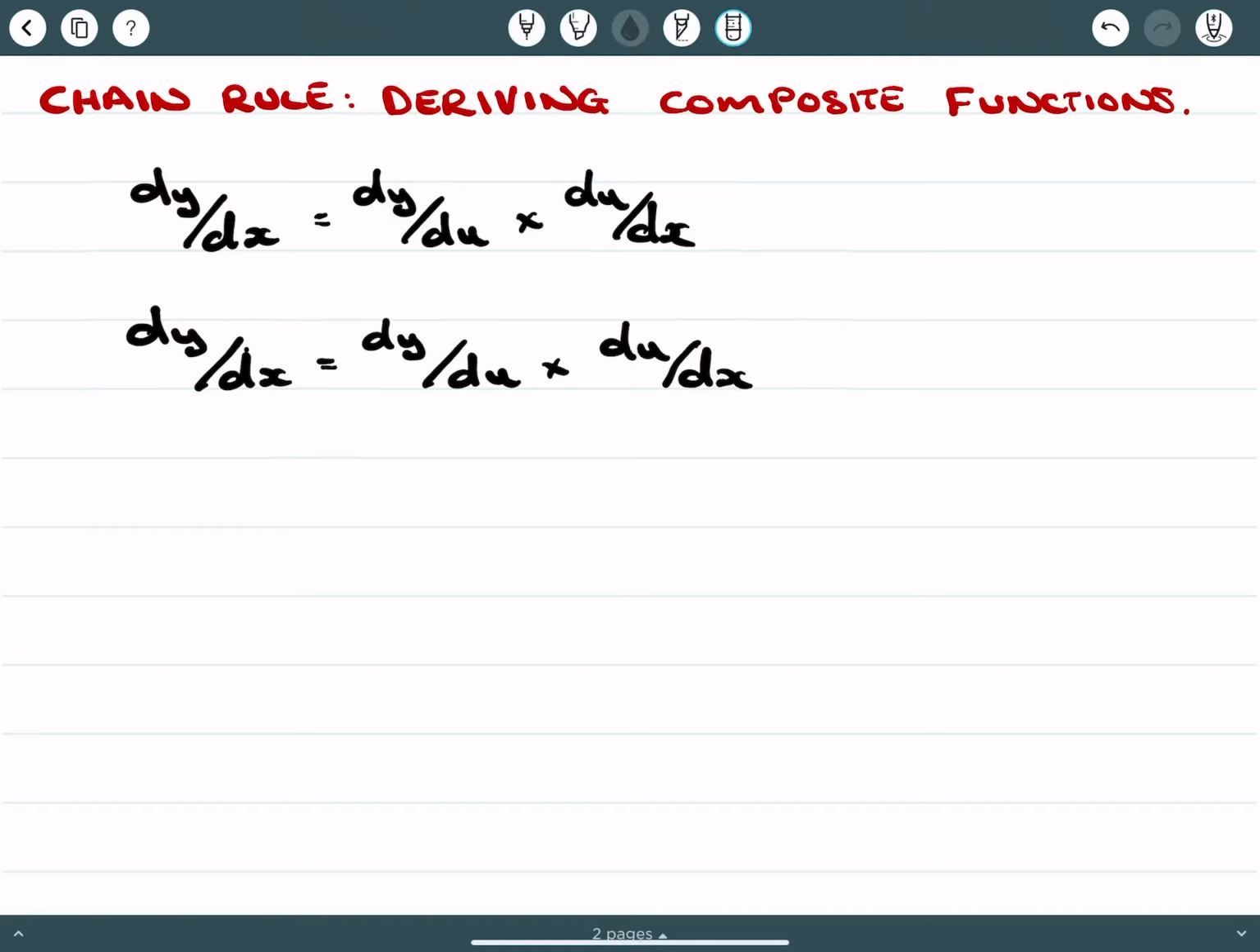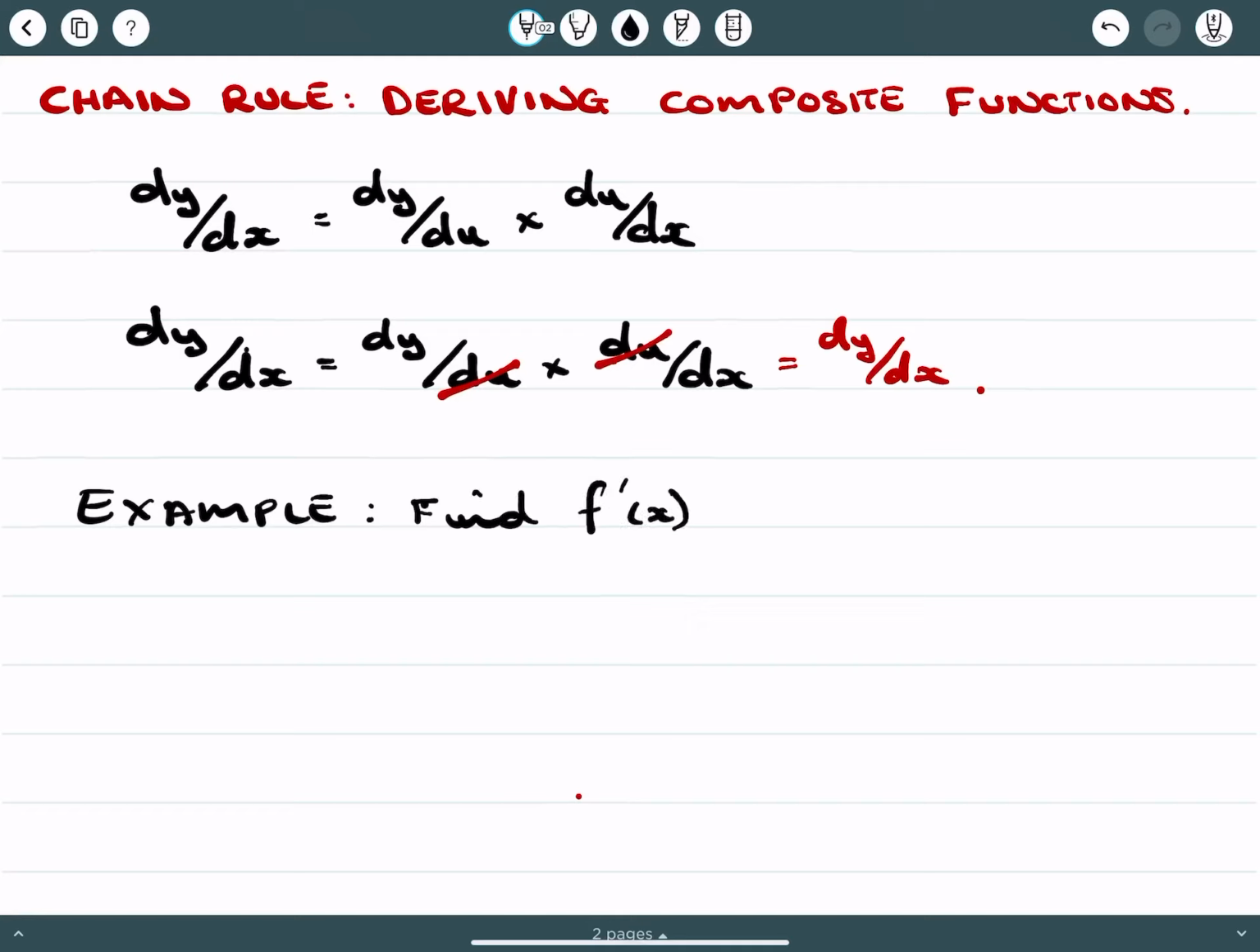So if we consider this from the standpoint of algebra, the du cancels out and it leaves dy/dx. Now we can use this principle when we're dealing with any form of composite function. So a simple example might be to consider, and I'll just write it in different notation.